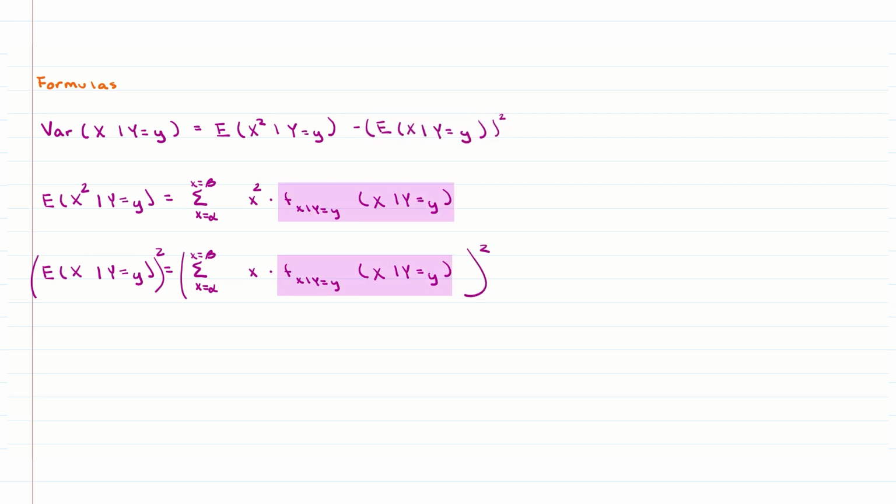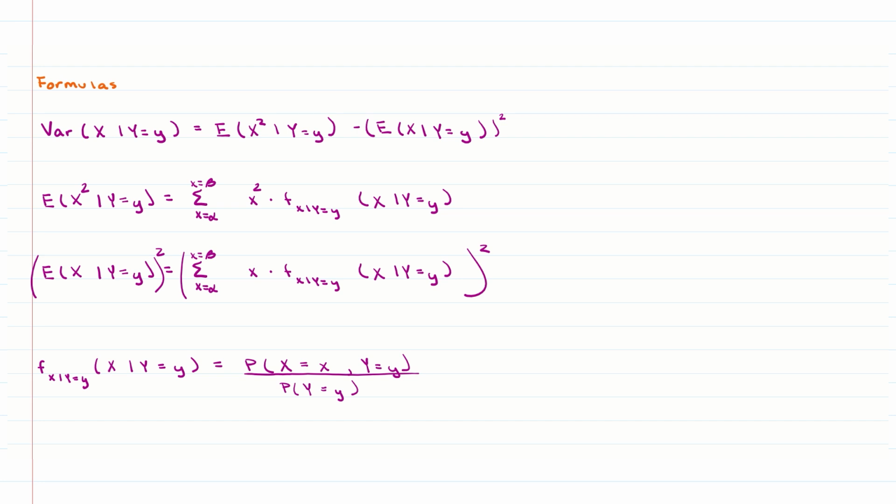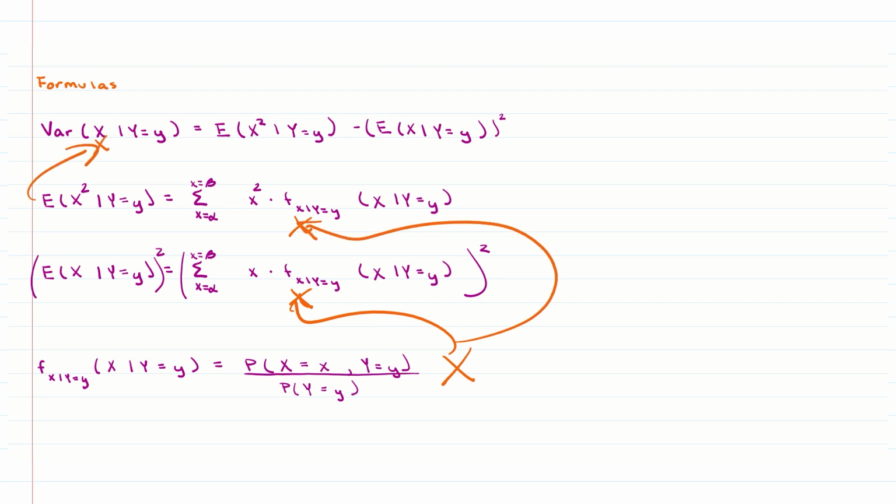Lastly, we see that we have a conditional PMF in our conditional expectation formula, so let's go over that piece. The conditional PMF is going to equal the joint probability of x and y over the marginal probability of y. So in summary, to solve for conditional variance, we're first going to start by finding the conditional PMF. Then we'll take that and plug it into here and here to solve for our conditional expectations. And then we'll subtract these two pieces to solve for conditional variance. So that's the game plan. Now let's take a look at our first example.